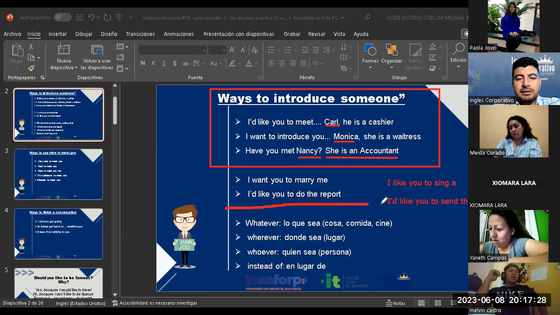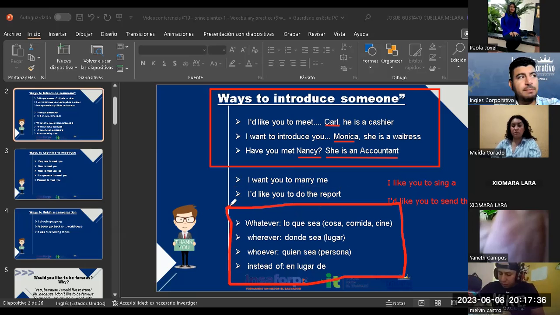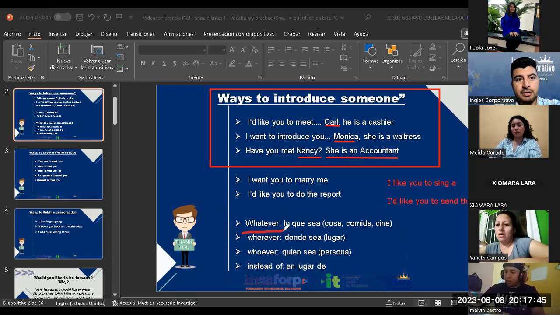That's very important. Normalmente yo he escuchado personas cuando dicen, por ejemplo, ¿qué quieres? Vamos a comer. ¿A dónde? Y la gente dice, whatever. Allí están confundiendo. Porque cuando decimos whatever, significa lo que sea. Wherever es donde sea. Whoever, quien sea.